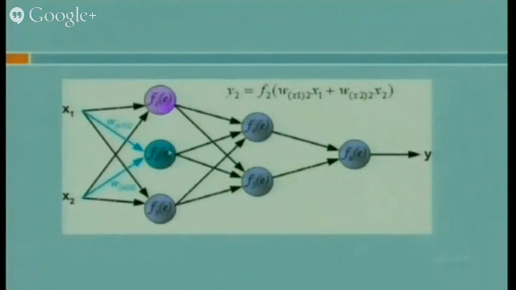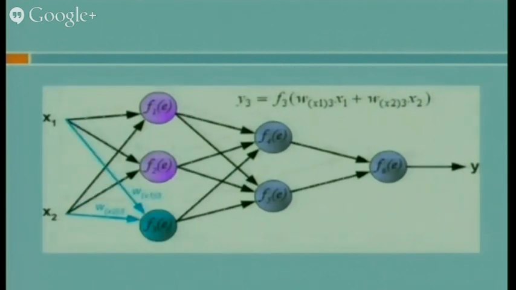So Y2 is equal to the function of Wx1 into X1 plus this weight into X2. Similarly, Y3 is calculated like this. The term within the bracket is called net, and when you apply the function on the net, you get the final output from that neuron. Similarly, you will get Y3, which is X1 into this weight plus X2 into this.